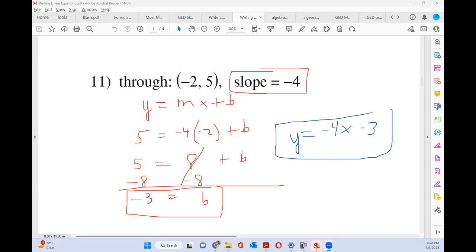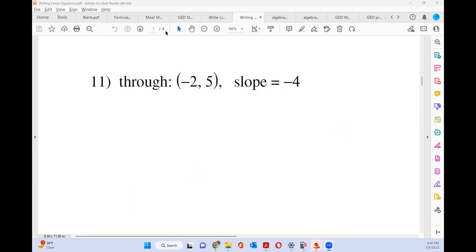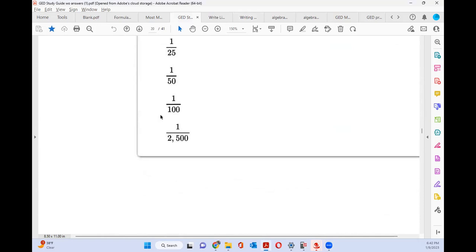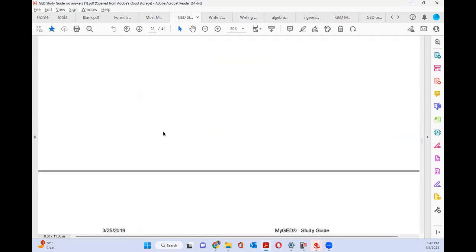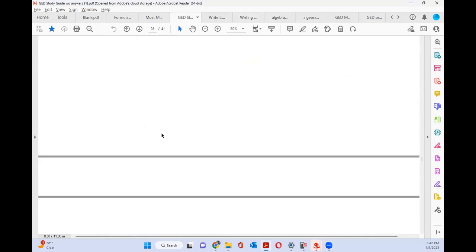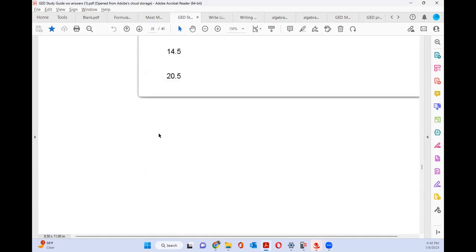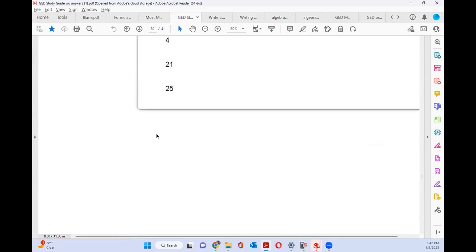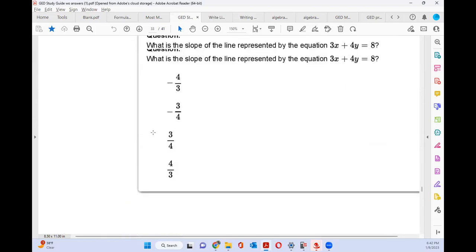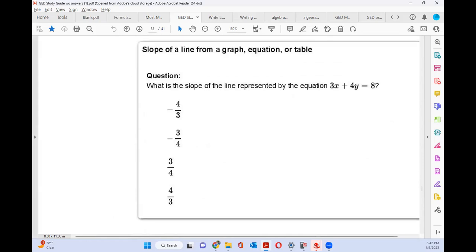So again, let me save this and let's try one where they give us a parallel or perpendicular. And then we'll get to that quadratic equation problem. Okay, this is another problem. Let's just go over it real quick.